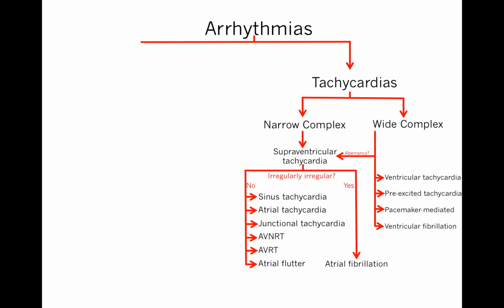So here are the tachycardias. We've already gone through the bradycardias, which were over here. We're now moving on to the tachycardias. We like to break them down into narrow complex tachycardias and wide complex tachycardias, and I'll go through this in a minute. Now, a tachycardia is any rhythm with a ventricular rate of more than 100 beats per minute.